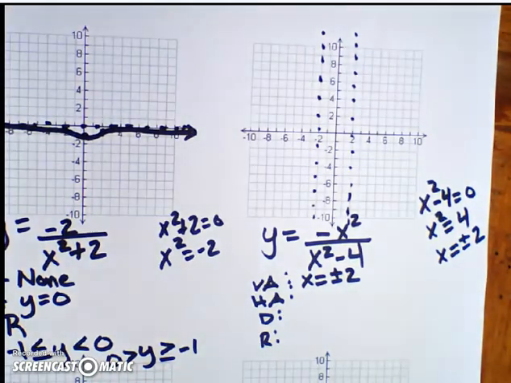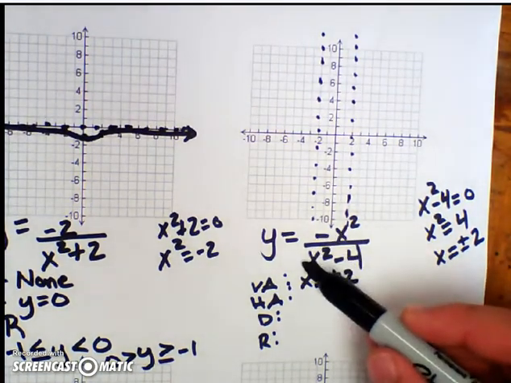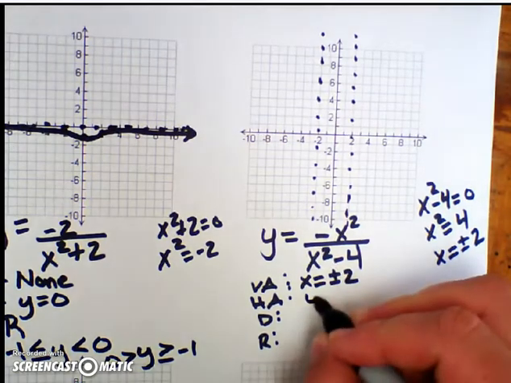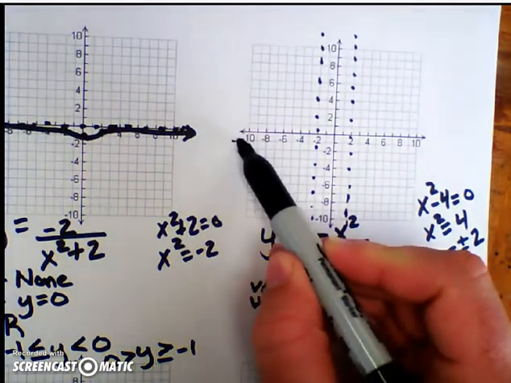All right, the degrees are the same. We've seen this before. The degrees are x squared over x squared, which means that your horizontal asymptote is going to be the leading coefficients, which in this case is -1 over +1. So y equals -1 is your horizontal asymptote. And that is right here.